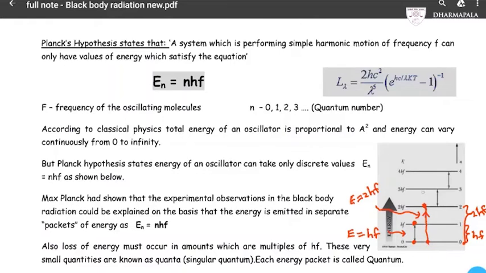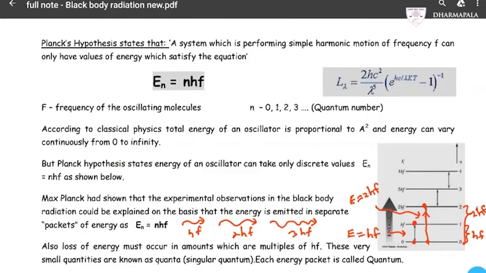Like that, all this radiation has discrete energy values: the smallest is hf, the next energy level is 2hf, the next is 3hf, and it goes on. But no such 1.5hf; those in-between values, fractions, decimals are not there. Only integer numbers are there. So that's Planck's hypothesis.